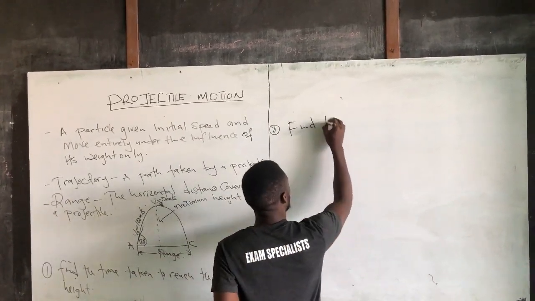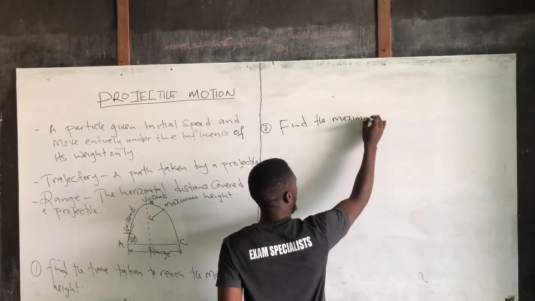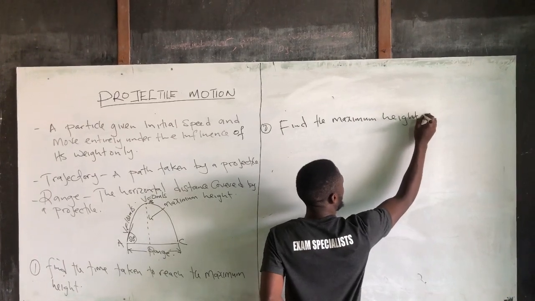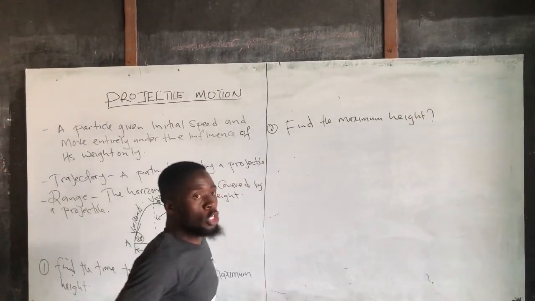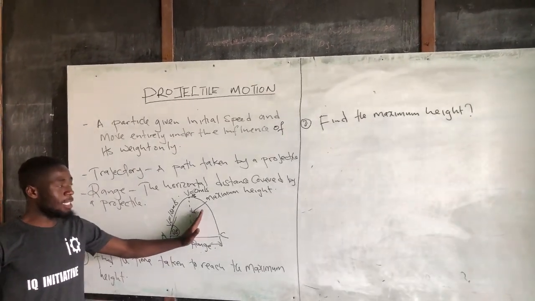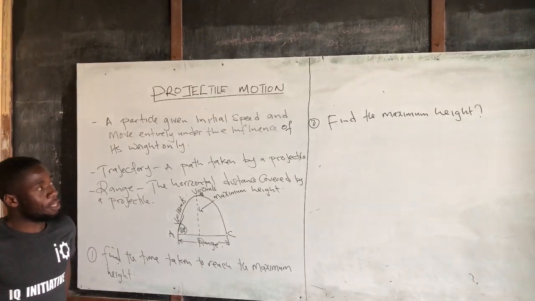Find the maximum height. So we need to find this maximum height. So here, where's the maximum height? It is this edge. So we need to find this edge. So let's find the maximum height.